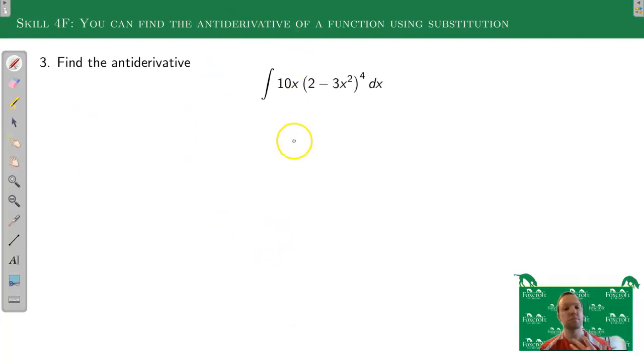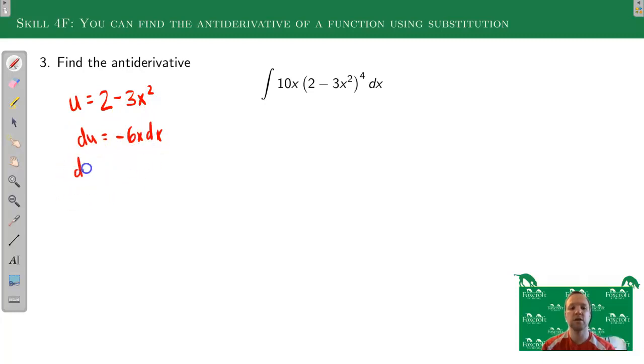All right, another one, very similar. What is your u going to be? That's a question you should be able to answer for yourself. Use the inside of the parentheses. u is 2 minus 3x squared. du is negative 6x dx. So du over negative 6x is dx. Again, write out those steps to make sure you get all the numbers correct.